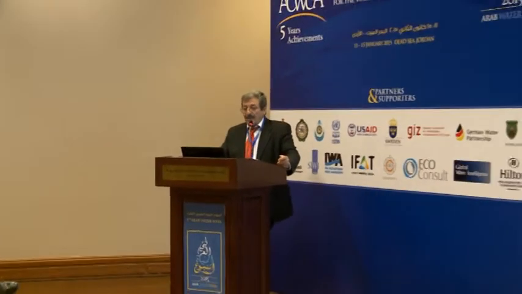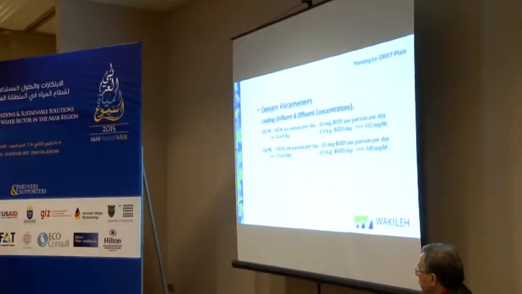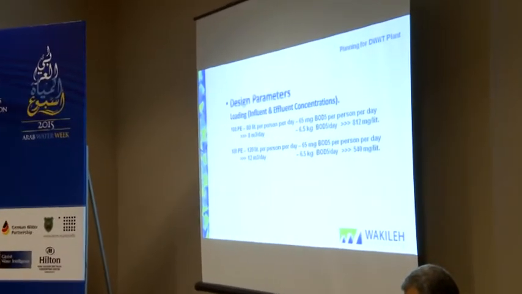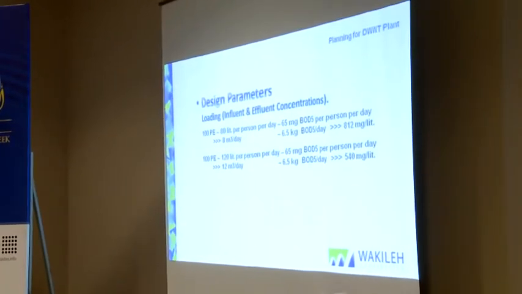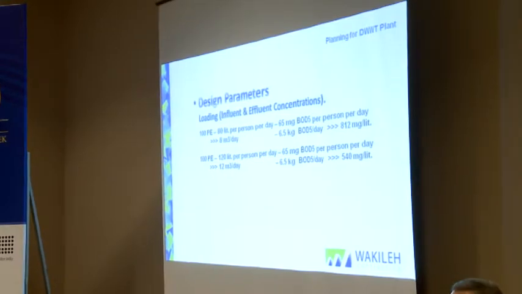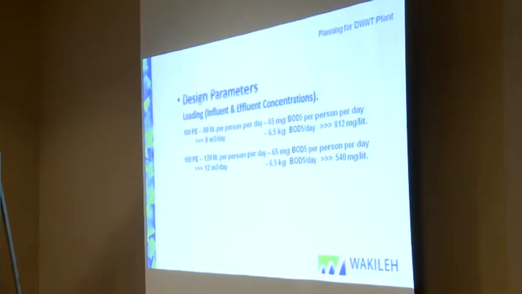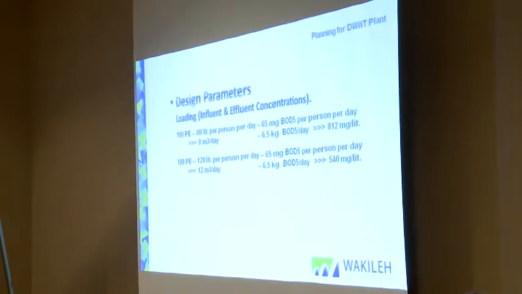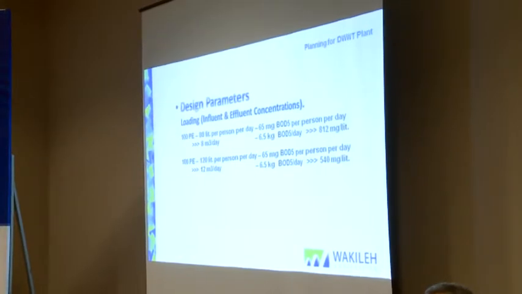For the influent, I put some rough calculations there. If we are designing, let's say, 100 PE, just a round number, on one site, they are maybe using 80 liters per person, and if we assume 65 milligrams BOD per person per day, then my parameters are 8 cubic meters per day with 6.5 kilograms BOD per day. And I insist that the TOR should say 6.5 kilograms BOD per day, not enough to say the concentration is 812, and that is calculated.